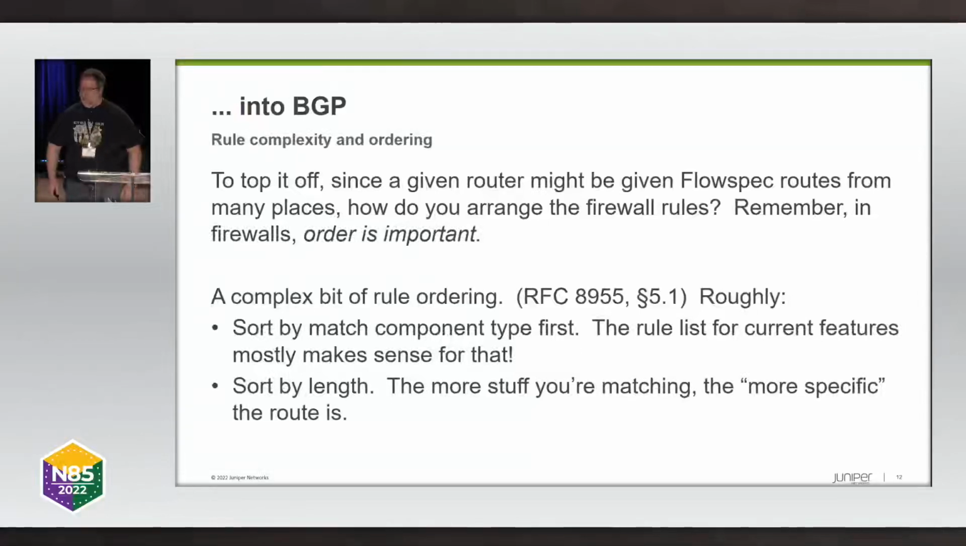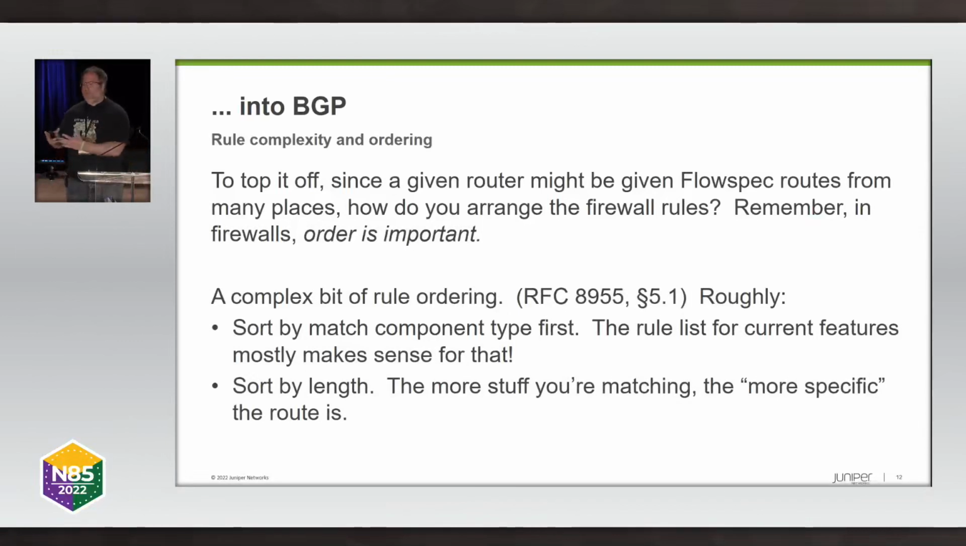So this is a firewall. The problem with firewalls is firewalls are all about rule ordering. So what do you do about that when these things are coming in your network as a completely arbitrary set of things, potentially from many routing sources? So Flowspec, as part of the RFC, decided to do a canonical rule order.